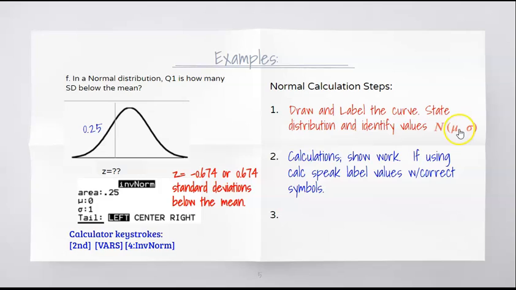All right, no big deal, nothing changed there. But sometimes these change, and I'll model that for you here in a moment. Now, on the calculations, you need to show any work. If you're using calculator speak, like this normCDF or invNorm, you've got to make sure you label your values with correct symbols, like mu and sigma. And then lastly, answer the dang question. Make sure you put it in context and you've answered the question that was asked.